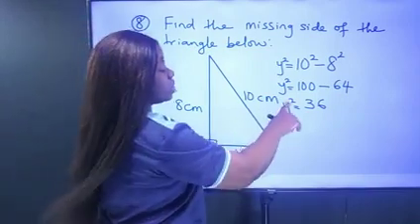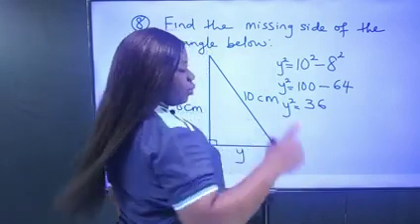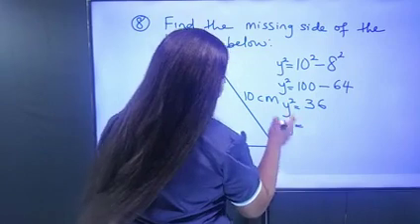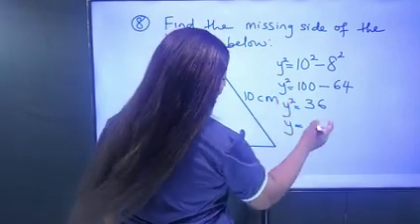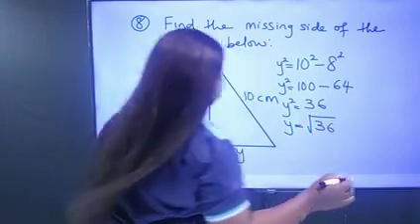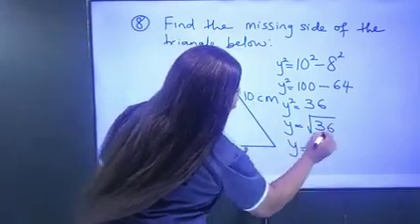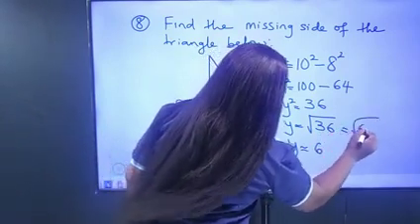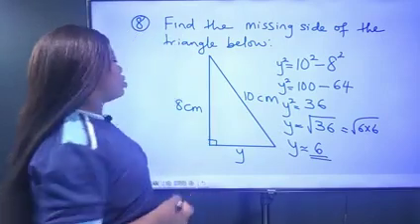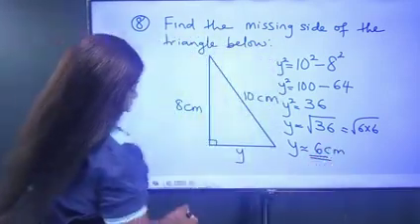Now we were asked to find y, not the square of y. So for the square to move from the left hand side to the right hand side, we have to take the square root. So that will be y is equal to, we are transferring the square to the other side, it becomes square root because square goes with square root. So the square root of 36 is 6 because it means 6 times 6. Then you put down one of the number. So the missing side of the triangle is 6 centimeters.